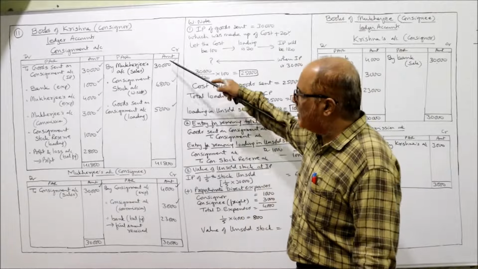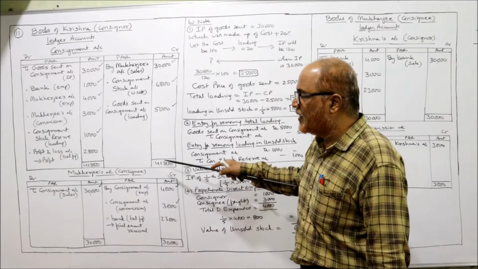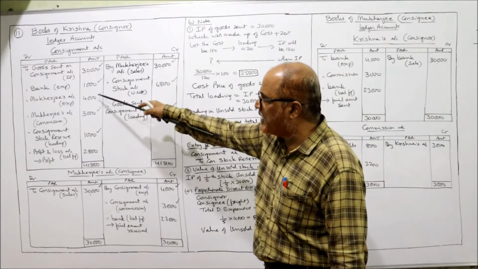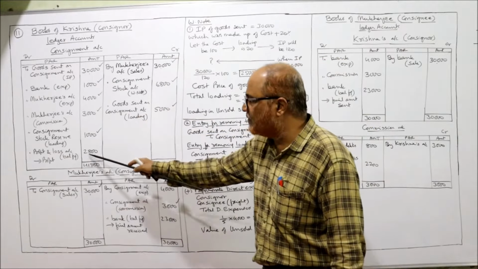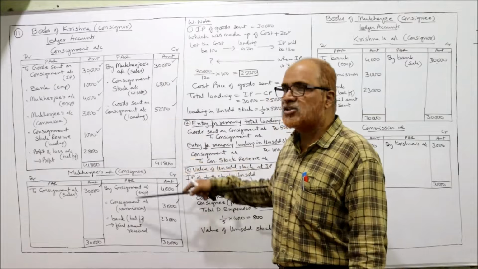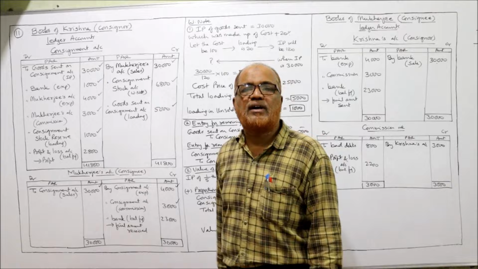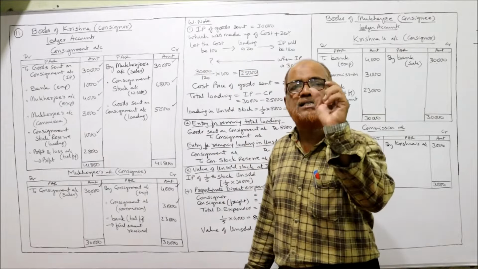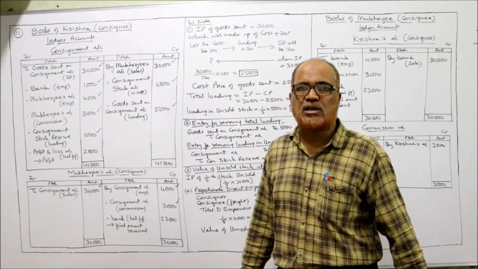Now take the total of the credit side, 41,800. From 41,800 deduct all ticked items. Balancing figure 2,800. What is this? Profit. Credit side is more, debit side is less. Balancing figure is the profit. Entry will be consignment account debit to profit and loss account.